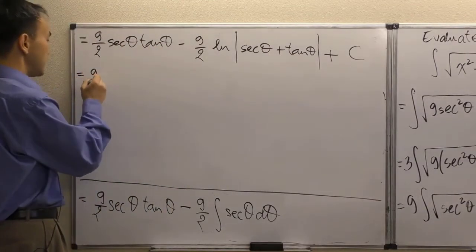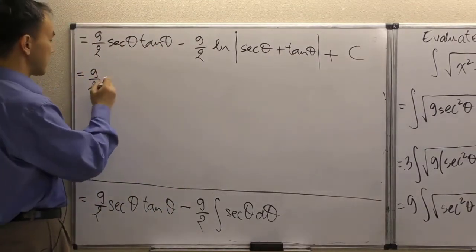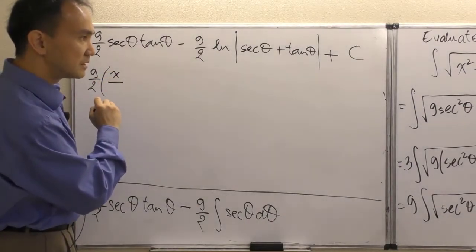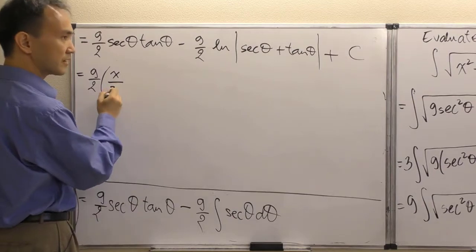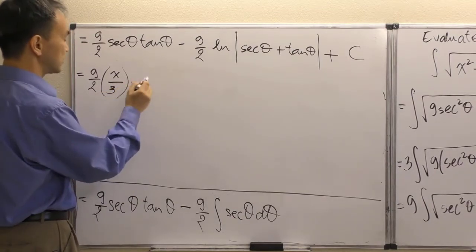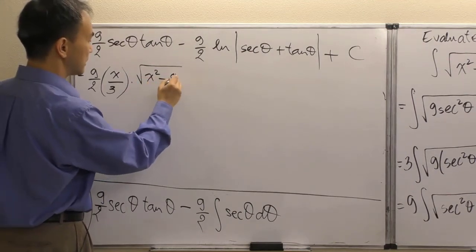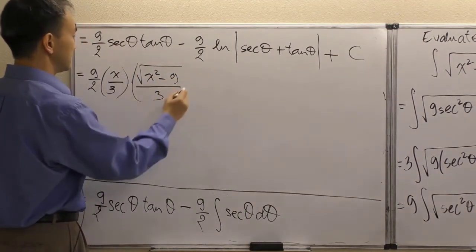So 9/2 here, secant of theta is the same as x over 3. And then I can multiply with the square root of x squared minus 9, but over 3 again. That's how I'm substituting in.